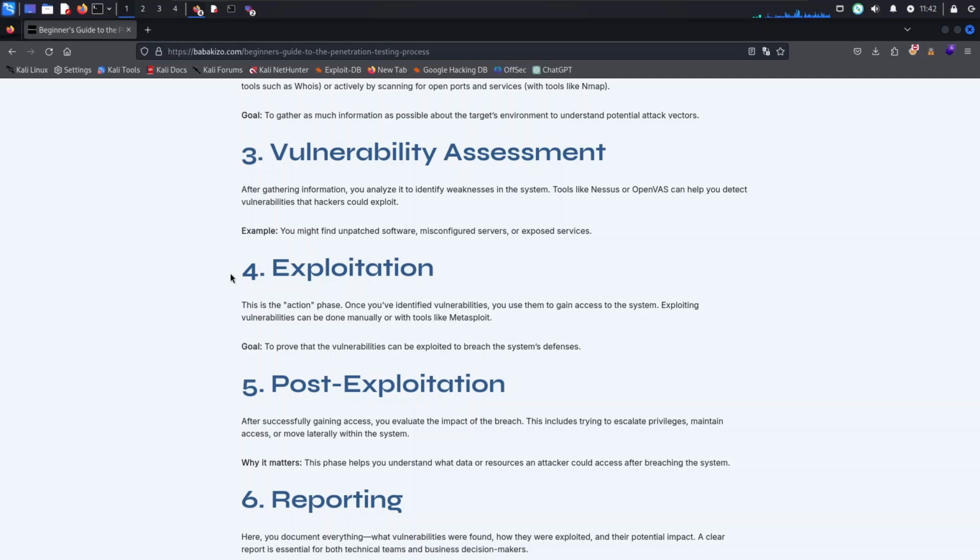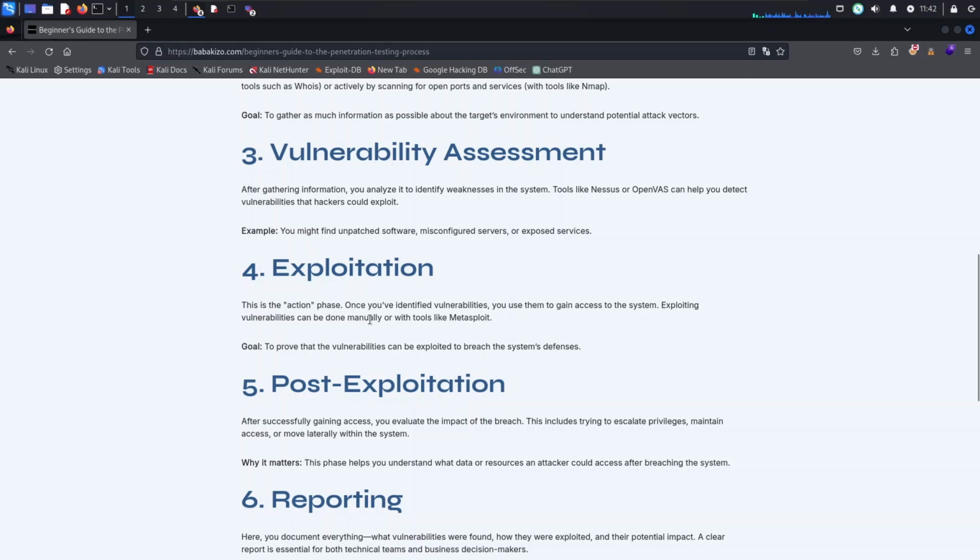Okay. And number four, exploitation. This is the interesting stage. This is where everybody likes actually getting into the system, hacking it. So this is the action phase. Once you have identified vulnerabilities, you use them to gain access to the system.